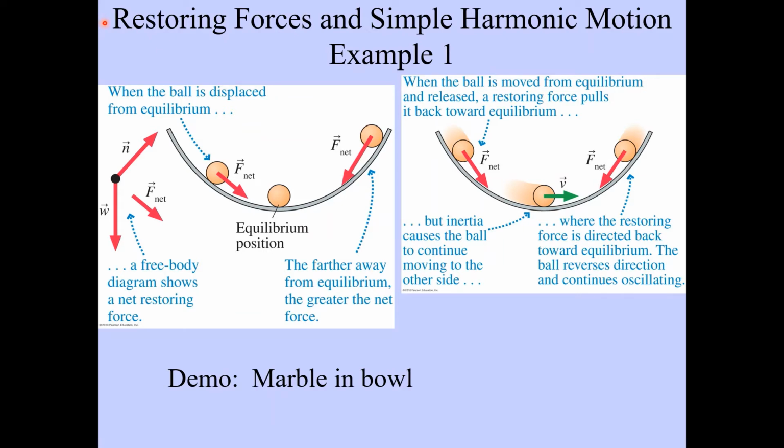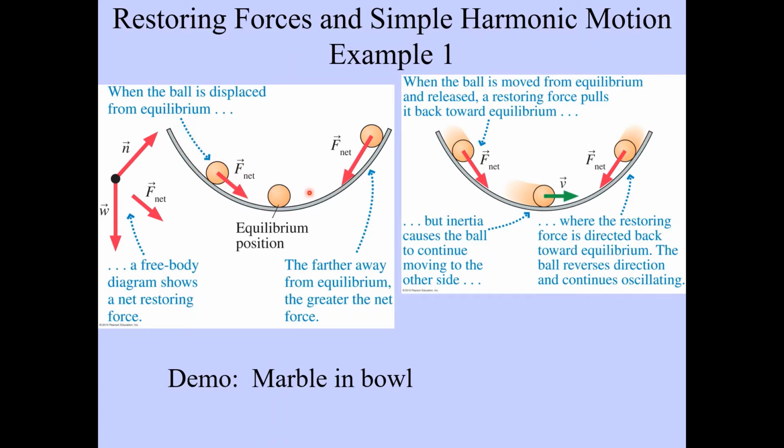Let's take a look in a little more detail now at the restoring forces that produce this so-called simple harmonic motion, or back and forth motion. For our first example, imagine you have a nice round curved bowl, like a mixing bowl or a cereal bowl, and we'll place a marble inside the bowl up here and let it go. Of course this marble is going to roll down, and then it's going to roll back up this side, and it's going to roll back and forth.